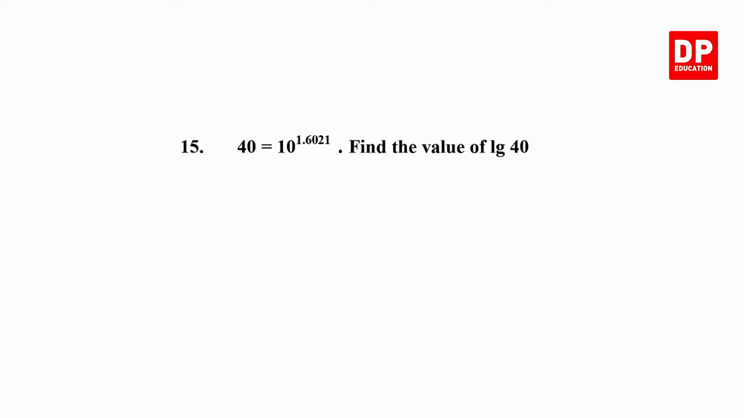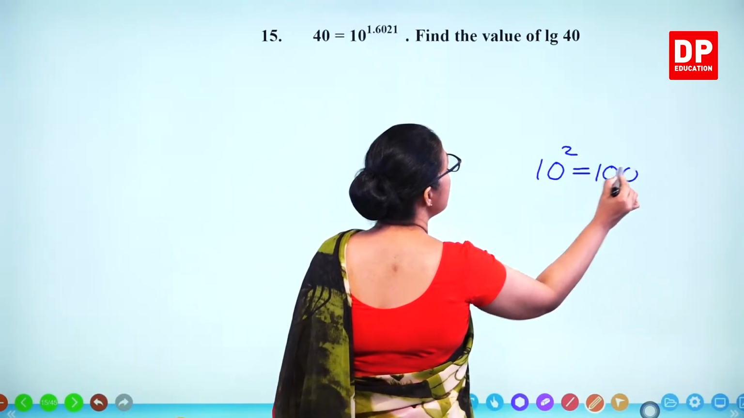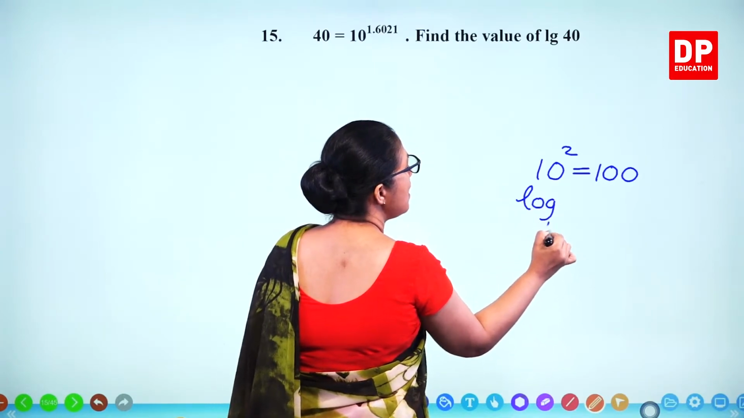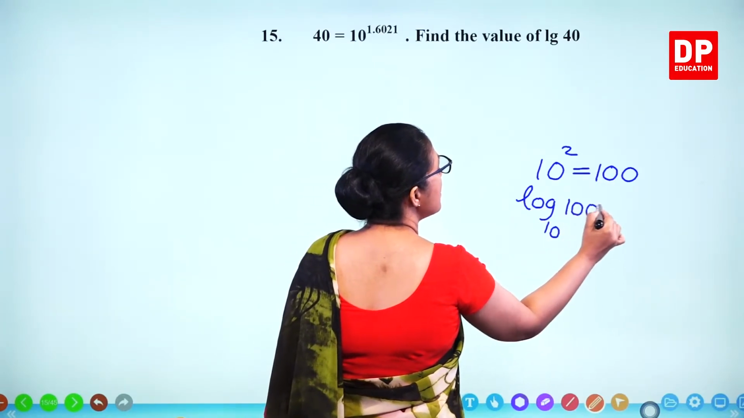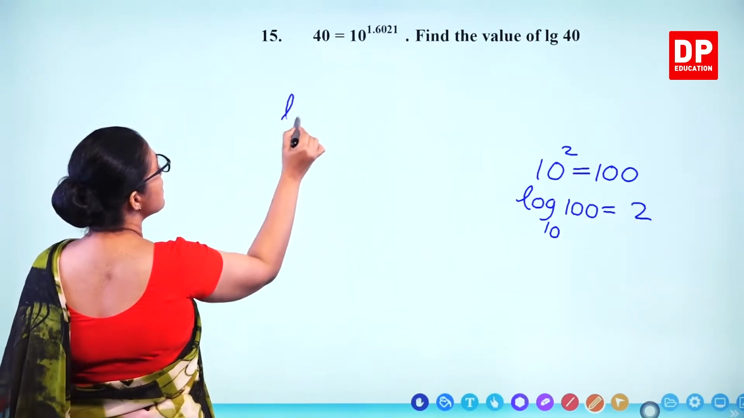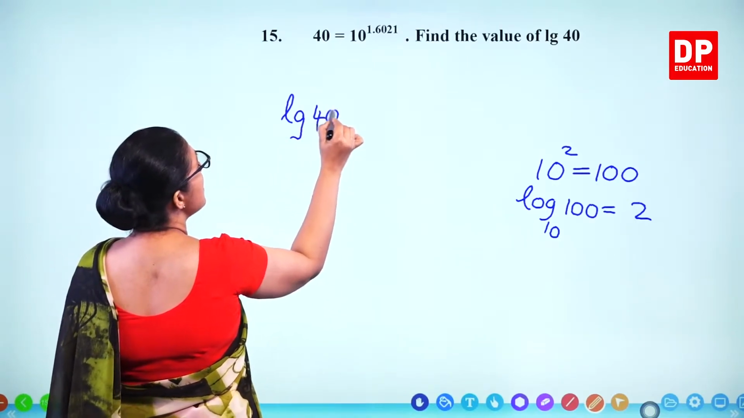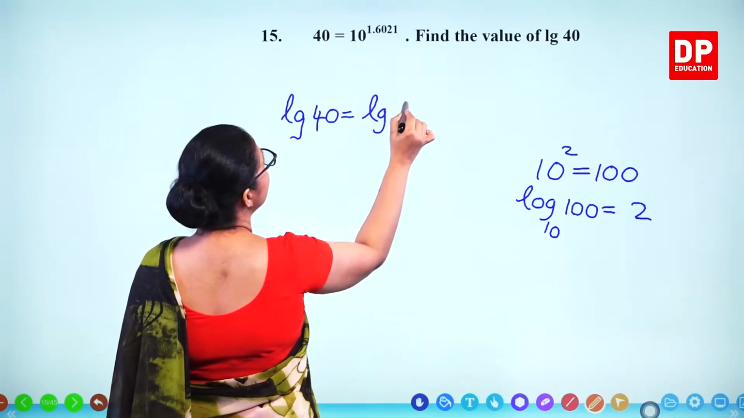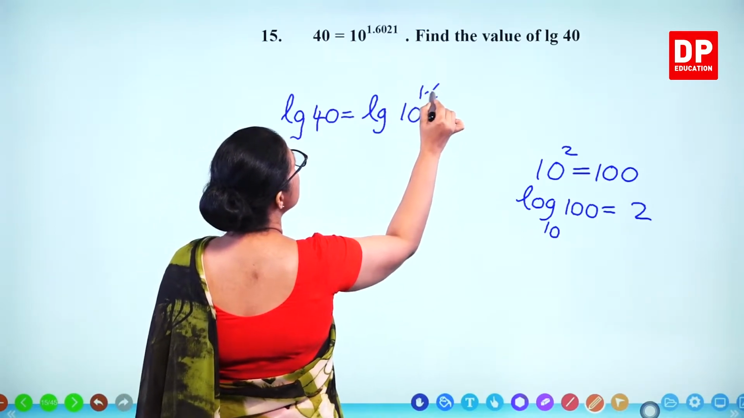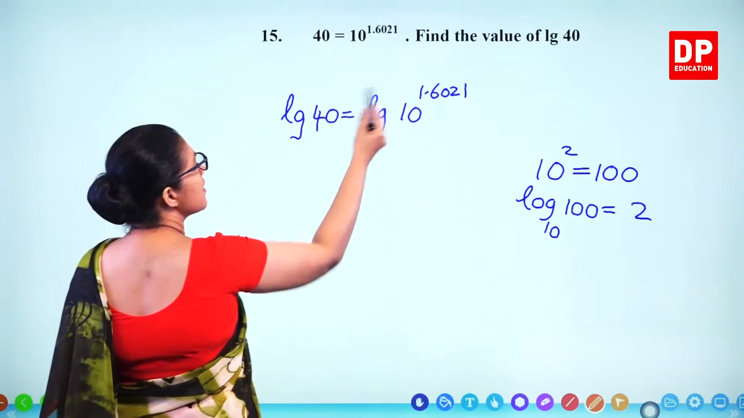Question number 15. Index notation is given. Find the value of LG 40. Log notation. 10 squared is 100. How do you write it in log notation? Log base 10 of 100 is equal to 2. Index goes there. So take log both sides. LG means log base 10. Log 40 is LG of 1.6021.